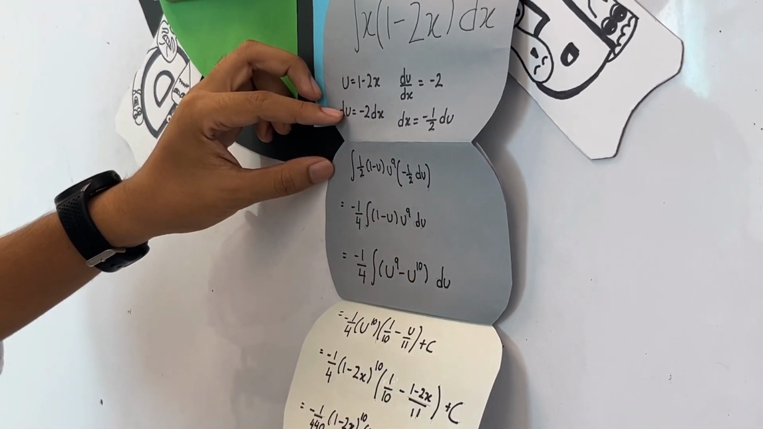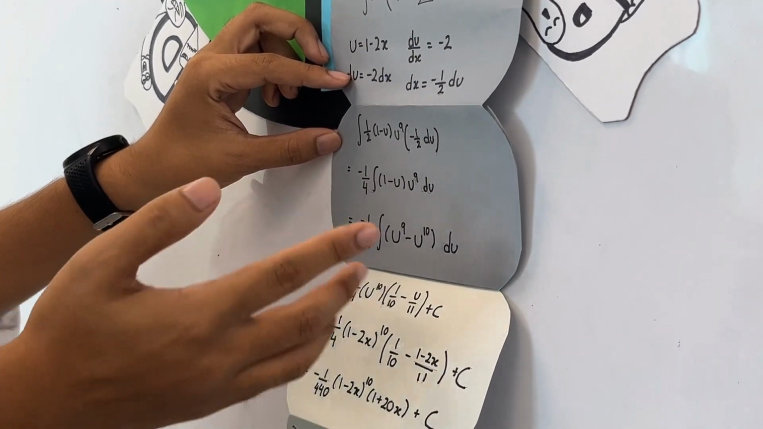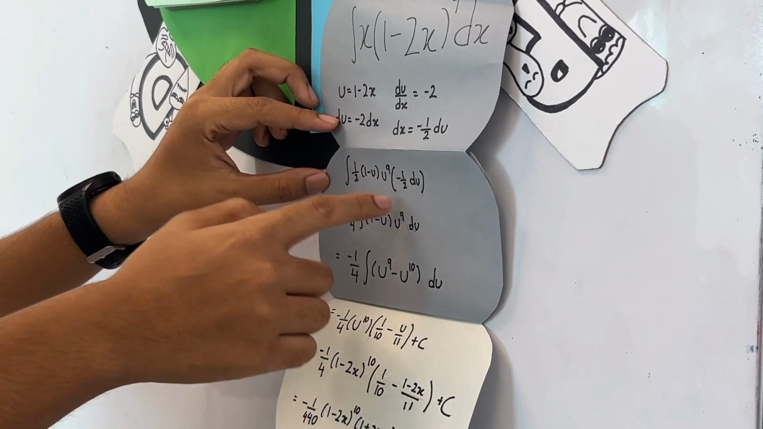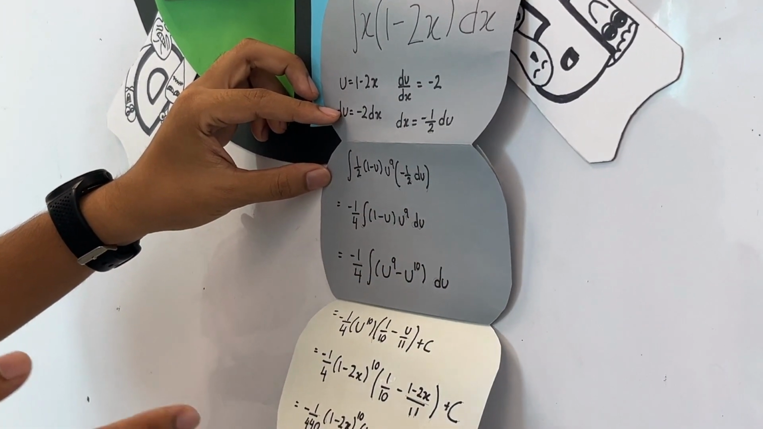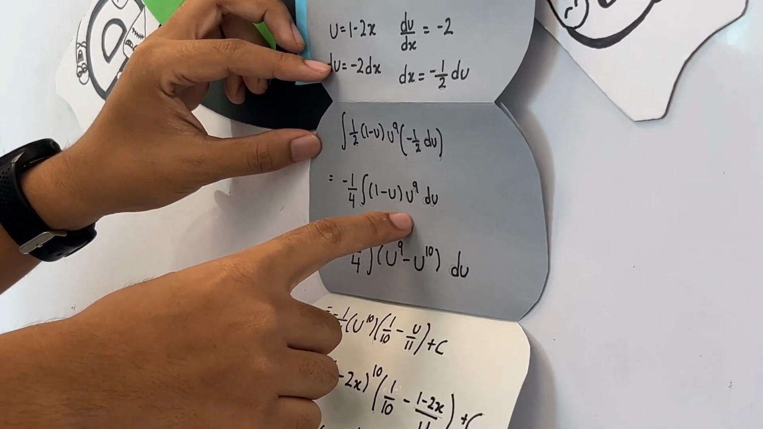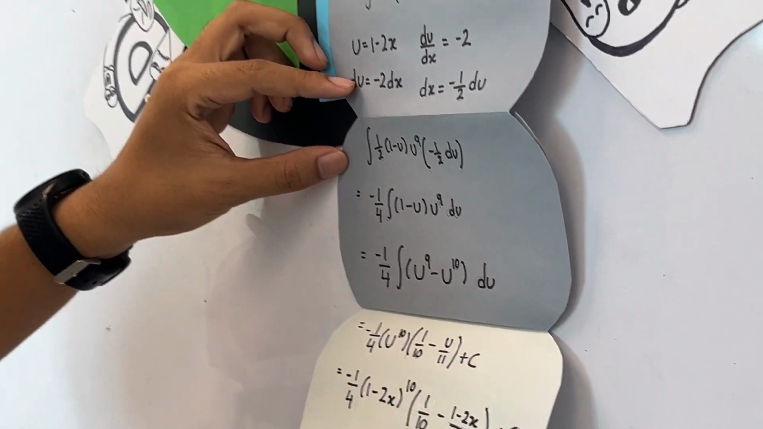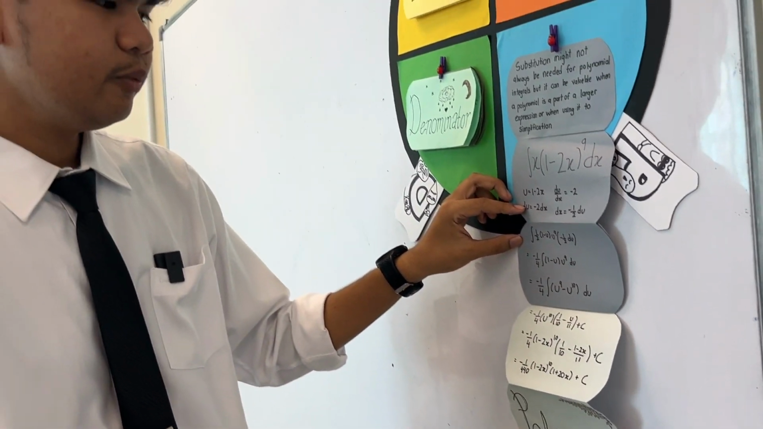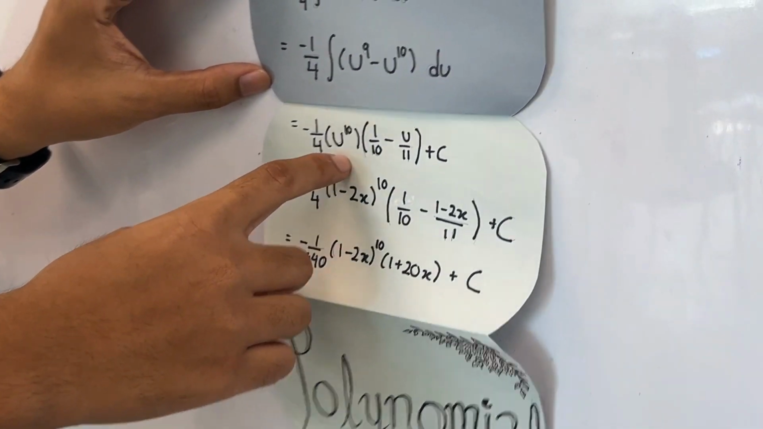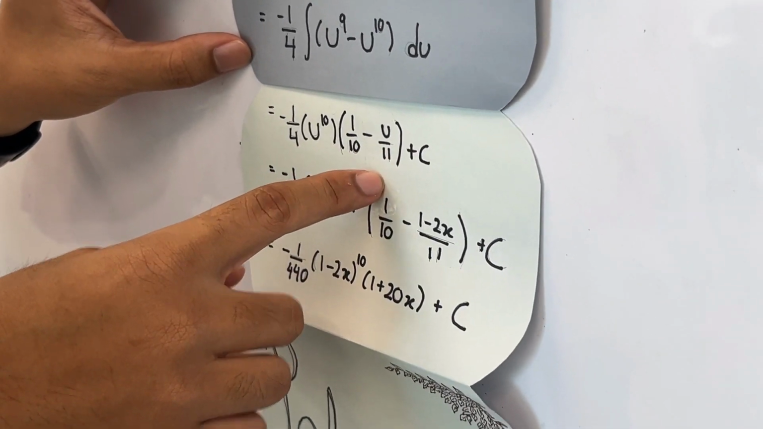Then we put the constant outside of the integral. Then we have negative 1 over 4 outside of the integral, and we have 1 minus u and u to the power of 9 du. After that, we multiply by 1 minus u to the power of 9. Then we get u to the power of 9 minus u to the power of 10. After that, we integrate them. Then we get negative 1 over 4 u to the power of 10 in the bracket 1 over 10 minus u over 11 plus c.